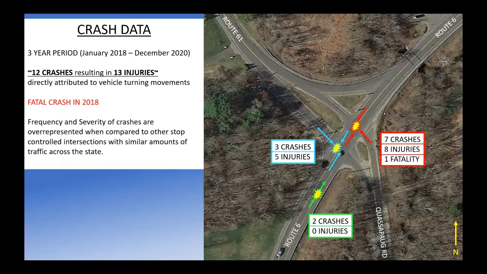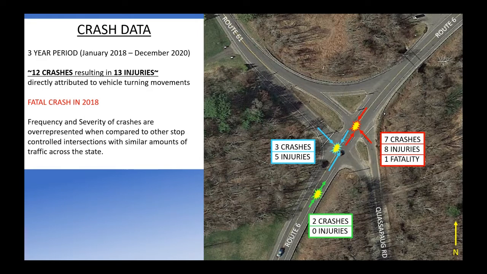Crash data at this intersection was reviewed over a 3-year period from January 2018 to December 2020. Overall, there were 12 crashes resulting in 13 injuries that can be directly attributed to vehicle turning movements at this intersection. The crash patterns shown in red are angle, head-on, or T-bone crashes of vehicles turning off Quassapaug Road and onto Route 6. There were 7 crashes with 8 injuries over the 3-year period, including a fatal crash in 2018.